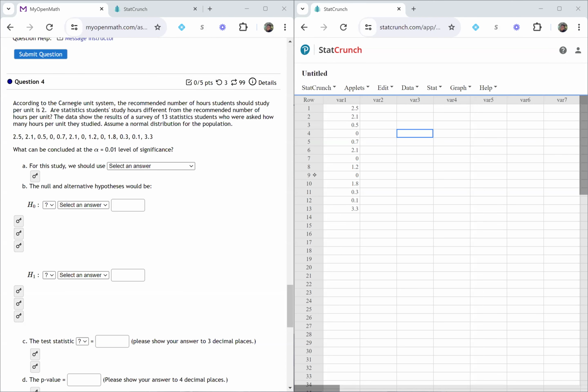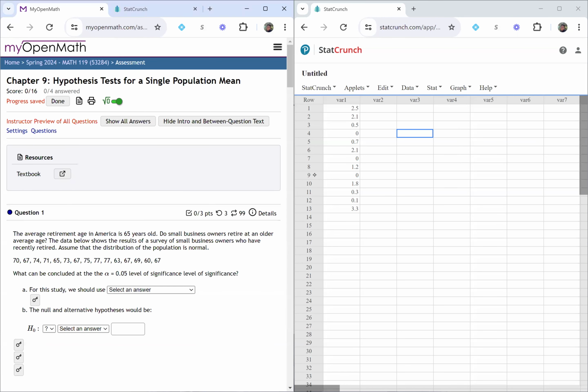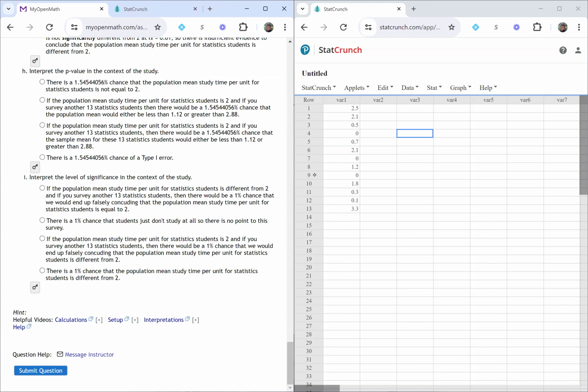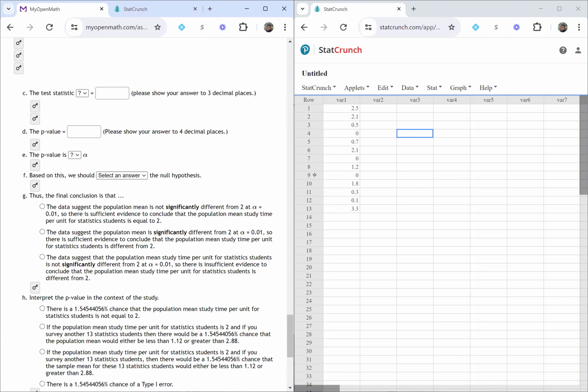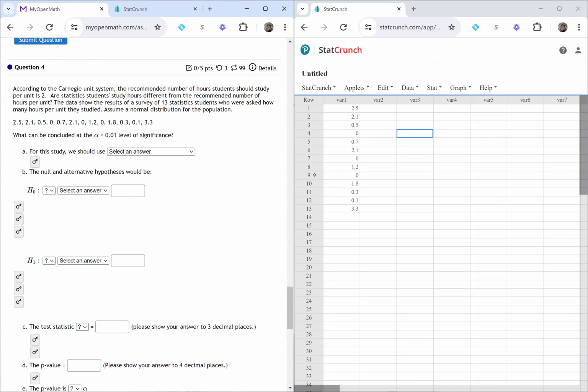Hi folks, welcome to this video where we are going to take a look at the Chapter 9 hypothesis test for a single population mean, my open math homework. And so we're going to take a look at question number 4 today. They're all very similar in setup, so I don't think it really matters which one we do, and we're going to take a look at number 4, okay?